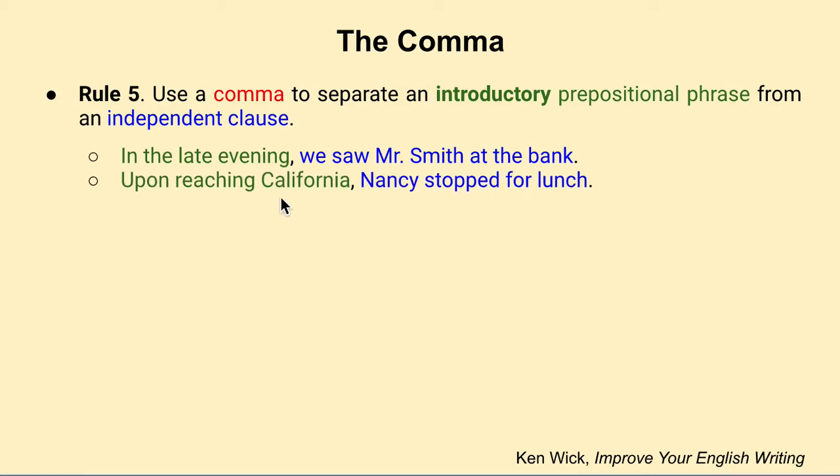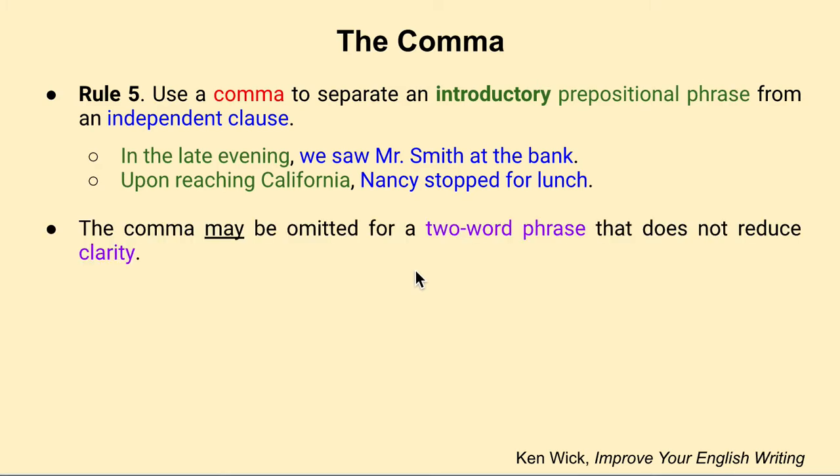Another example. So you have an introductory prepositional phrase. Upon reaching California, comma, Nancy stopped for lunch. So this is an independent clause. The comma may be omitted, you don't have to, for a two-word phrase that does not reduce clarity. So it needs to be a two-word phrase, and you can't sacrifice clarity, or it can't be unclear.